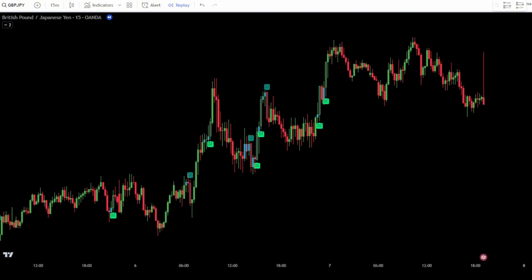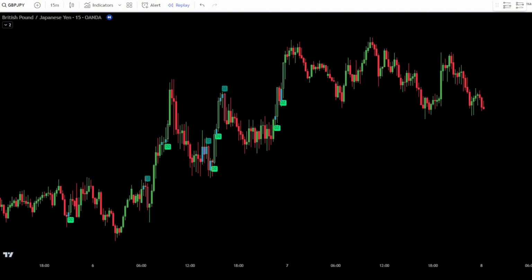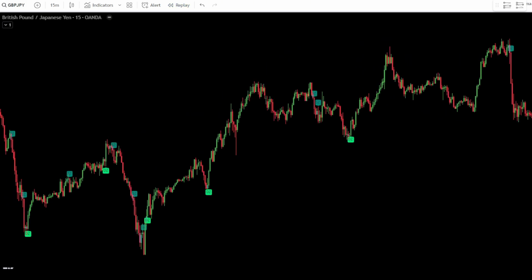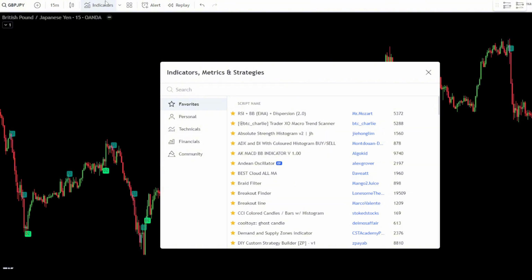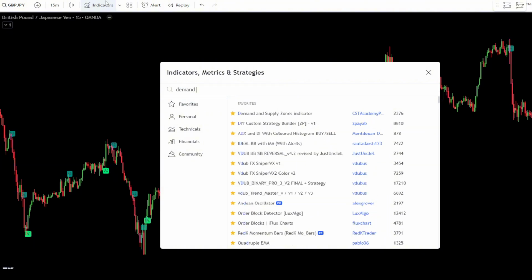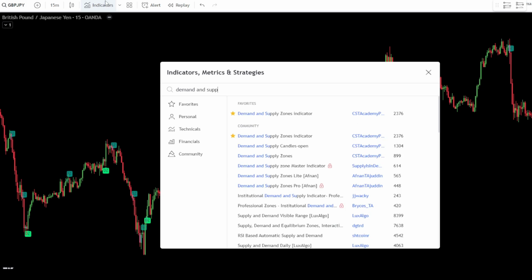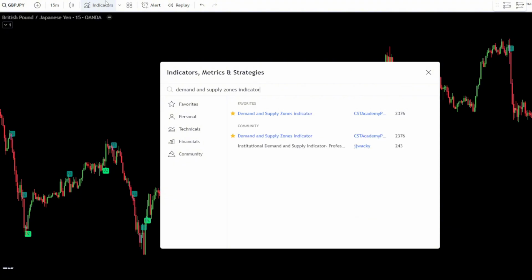Let's get started. To use this trading strategy, you can start by opening Tradingview. Then, go to the Search Indicator tab. In the Search Indicator tab, type Demand and Supply Zones Indicator. Next, simply select the Demand and Supply Zones indicator created by this author.